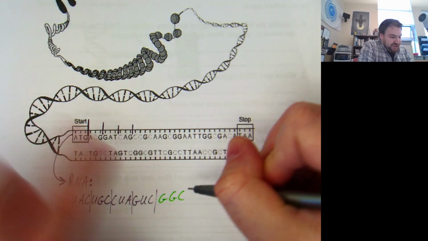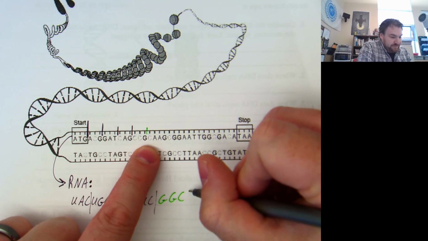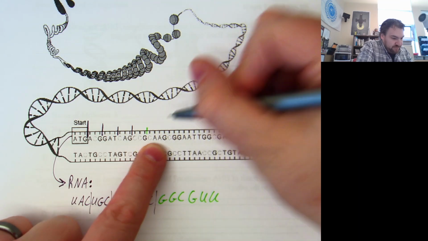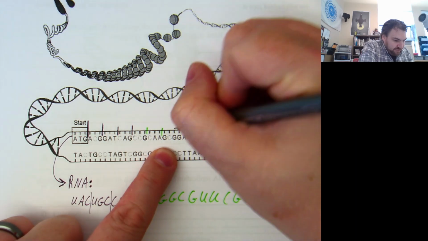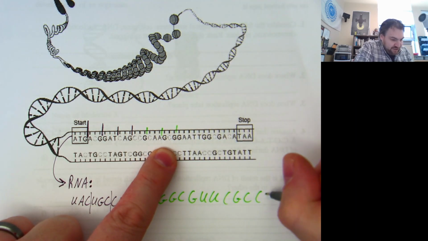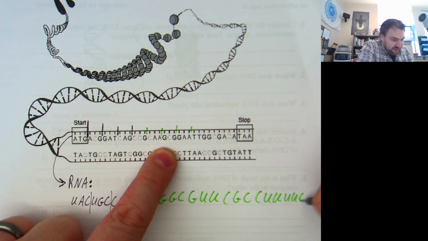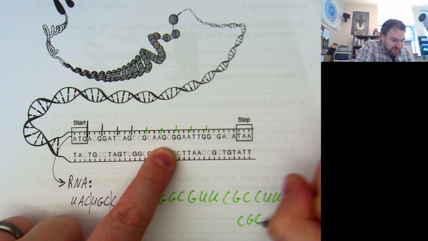The next 3 are going to be GGC. The next 3 are going to be GUU, CGC, CUU, UUC, CGC, UGU.